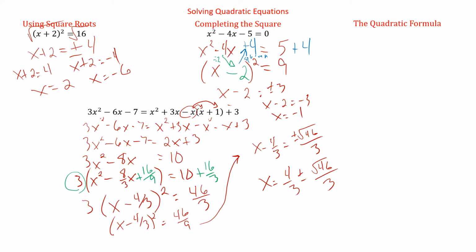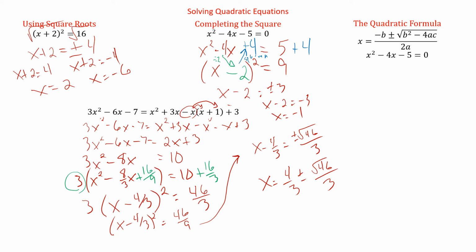The other way is using the quadratic formula. Now the quadratic formula is actually completing the square. If we completed the square with ax squared plus bx plus c equals 0, we would get x equals negative b plus or minus the square root of b squared minus 4ac over 2a. That comes directly from completing the square. So as opposed to having to go through the steps every single time, we could just plug stuff into the formula. So if we use the same equation, we could plug stuff in.